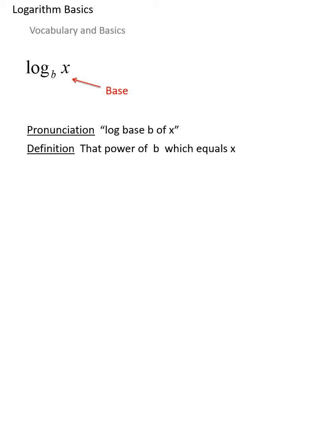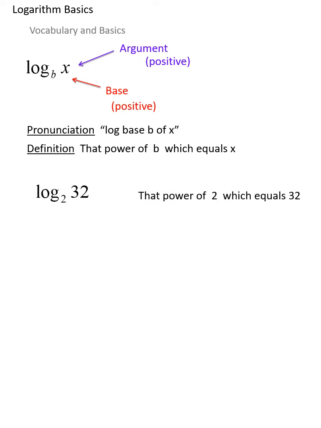First of all, b is called the base. It has to be a positive number. X is called the argument of the logarithm, which also has to be a positive number. Here's an example. Log base 2 of 32 literally means that power of 2, which equals 32. I recommend you pause the video at this point and try to think of some power of 2 which would equal 32. Hit pause now.